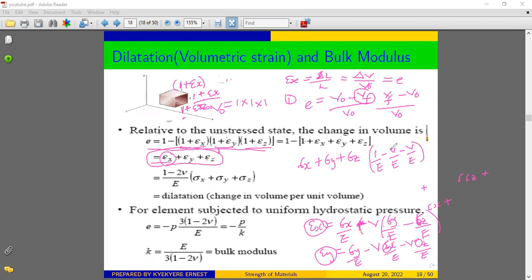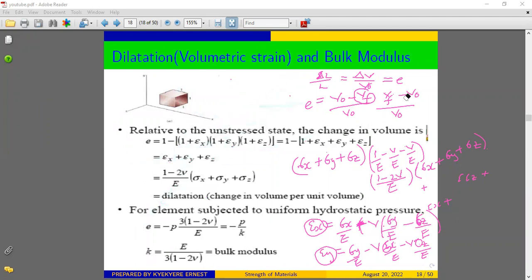So from here, we can say that when we put these stresses in the bracket, whatever is here, when we find the LCM, we are going to get E into bracket 1 minus 2V. And that is the formula for the volumetric strain when we have stresses in the x-axis, stresses in the y-axis, and stresses in the z-axis. The volumetric strain is just the change in volume per unit volume, and it is also referred to as the dilatation.